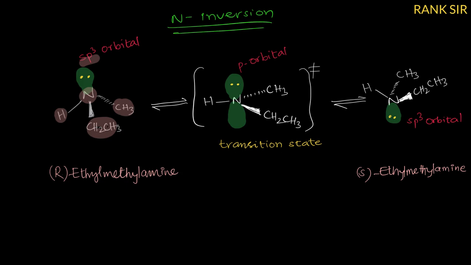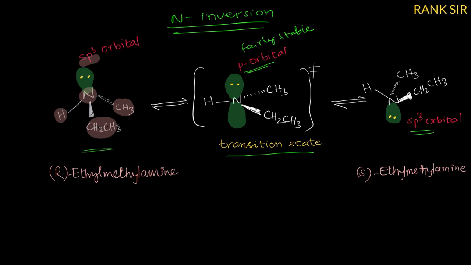In nitrogen inversion, the lone pair present in the sp3 hybrid orbital undergoes a transition state. In the transition state the lone pair is present in the p orbital, which is fairly stable, and the lone pair is inverted. Again it becomes sp3 hybridized containing the lone pair. So it converts from an sp3 hybrid orbital lone pair to sp3 again, but the configuration is inverted through the transition state.